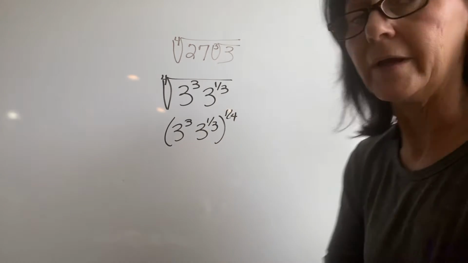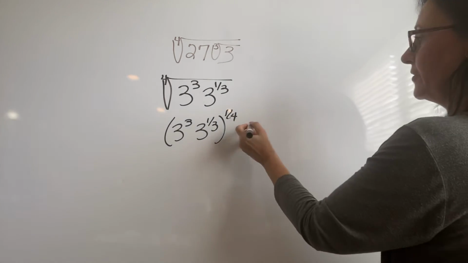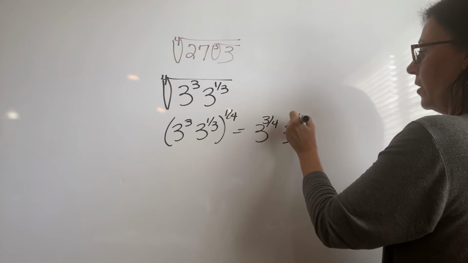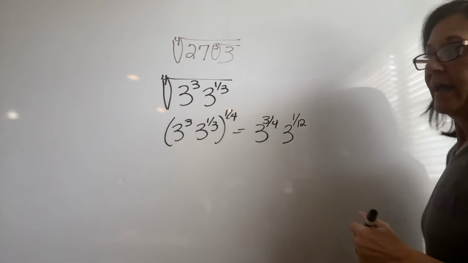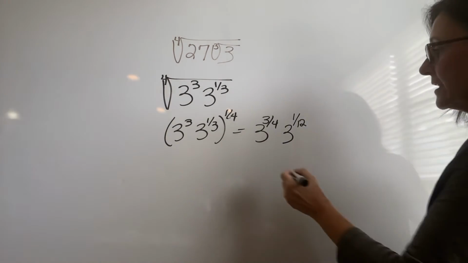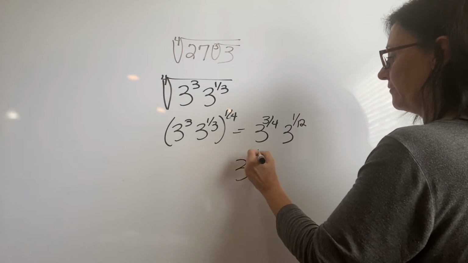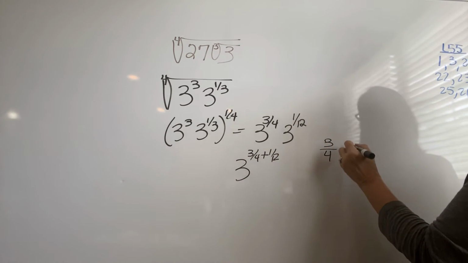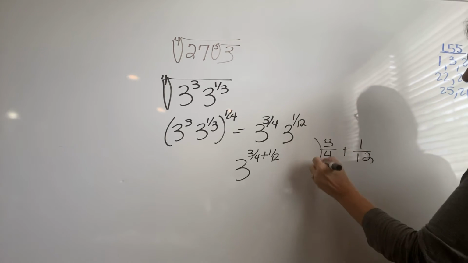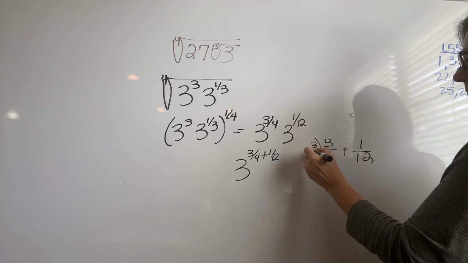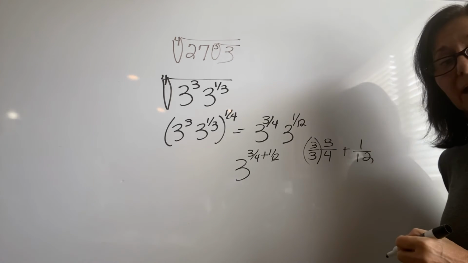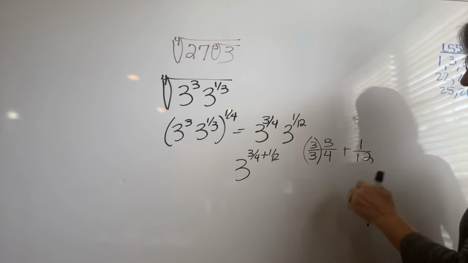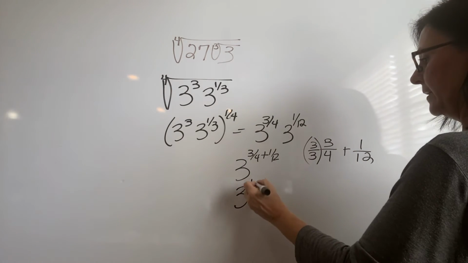Power raised to a power, we multiply. So the first term is 3 to the 3/4. The second term is 3 to the 1/12. When we have common terms multiplied, we add their exponents. So it's 3 to the 3/4 plus 1/12. But to add 3/4 and 1/12, we need a common denominator. So multiply this first term by 3 over 3, because remember, we don't change a value when we just multiply it by 1. That's 9/12 plus 1/12, which is 3 to the 10/12.